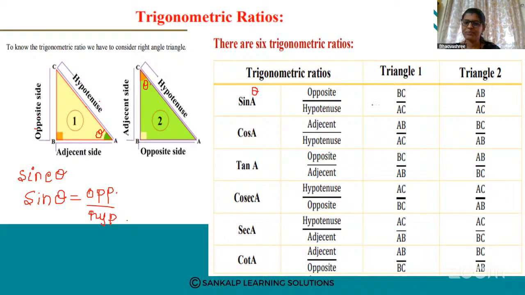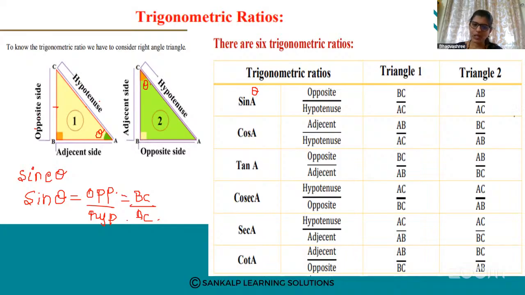Remember. Okay. So in the first triangle, which one is the opposite side and which one is the hypotenuse? So theta is here. That means BC is the opposite side, opposite to theta. BC divided by the hypotenuse AC, right? BC divided by AC. So we are comparing the opposite side and hypotenuse. So this is called the ratio sin theta.